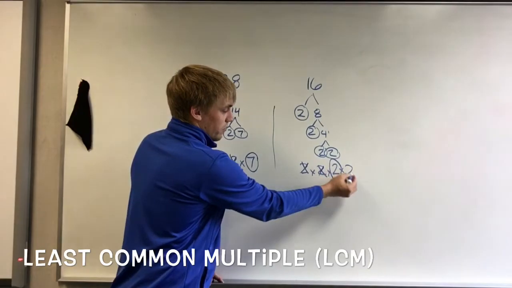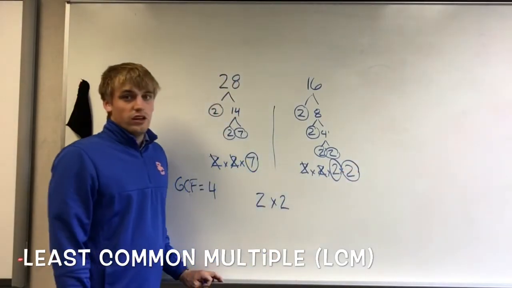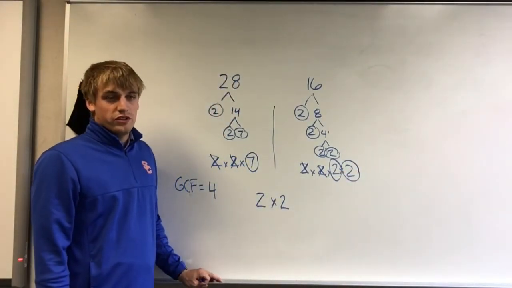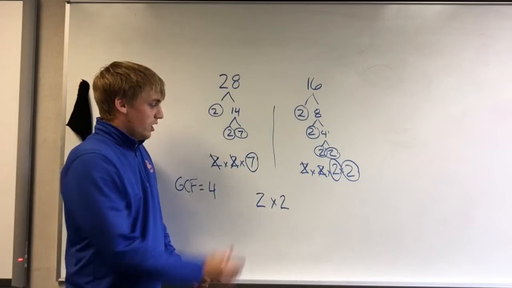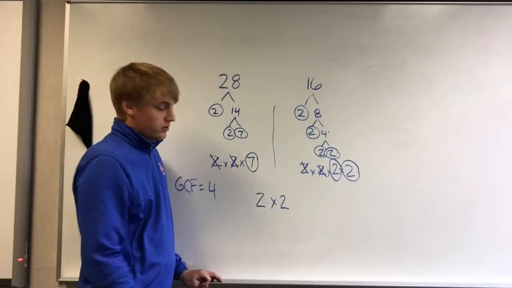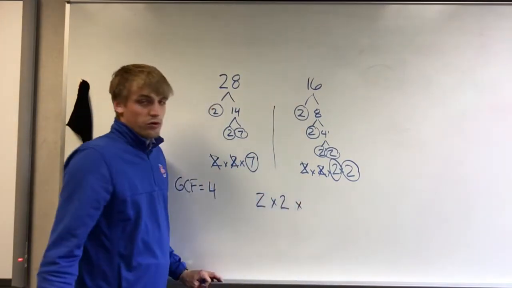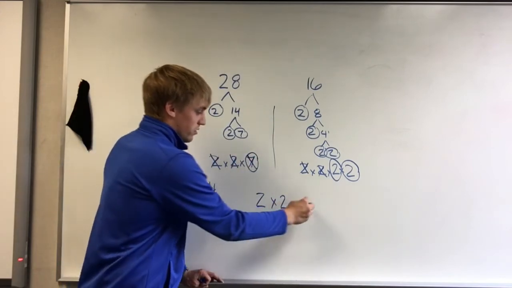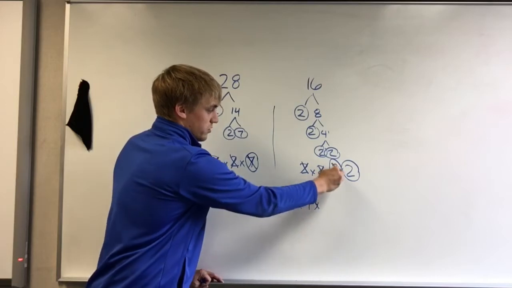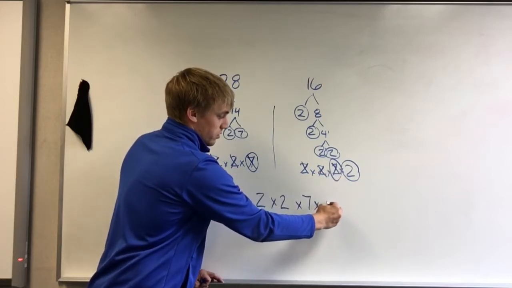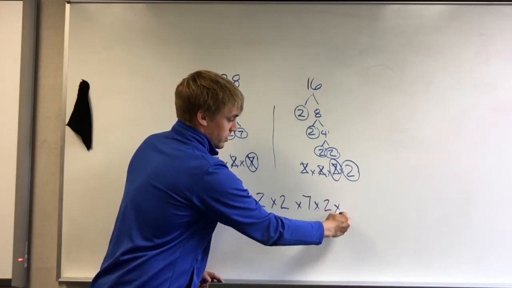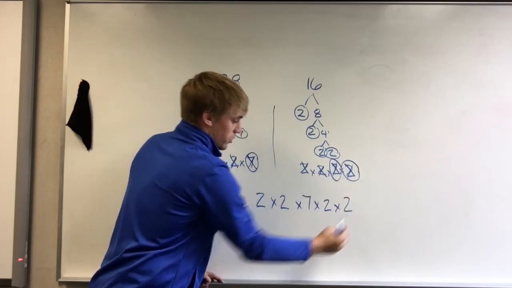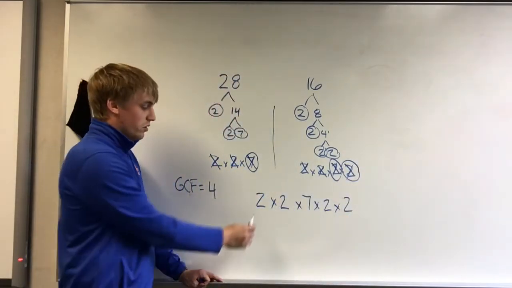Okay, now if we want to find the least common multiple, we're going to circle the ones that are left over that we haven't crossed off yet in our prime factor lists for each number. And we put those on the end along with how we found our greatest common factor. So 2 times 2 times 7 times 2 times another 2.